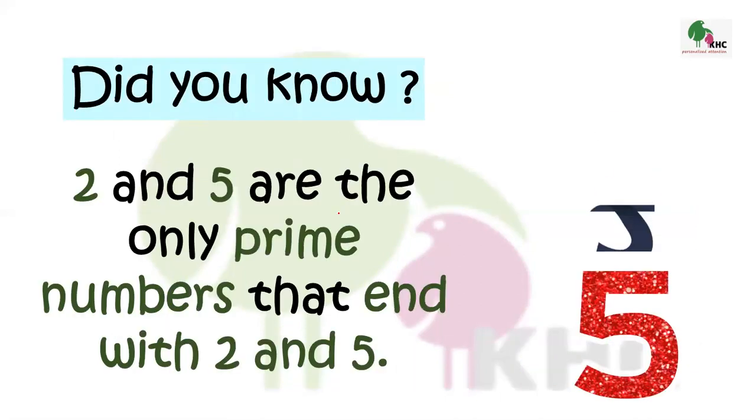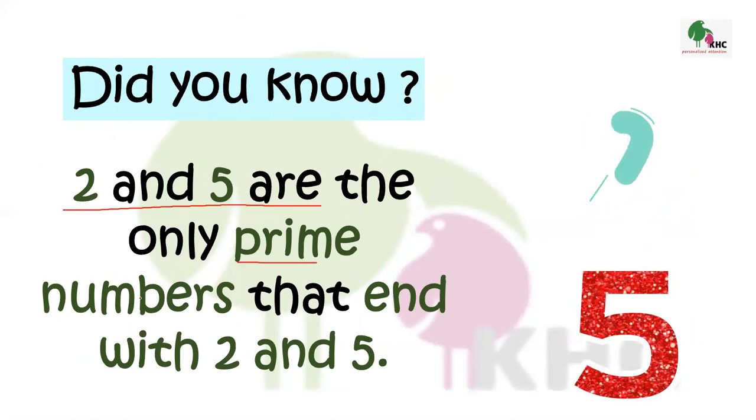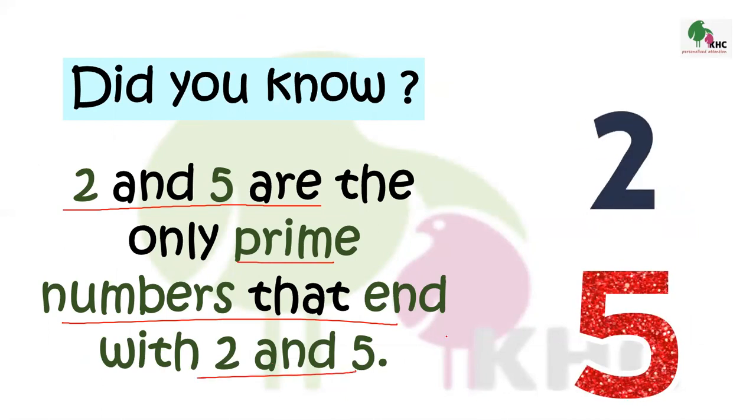All right, so today's fun fact is that 2 and 5 are the only prime numbers that end with 2 and 5. No other number that ends with 2 or 5 is a prime number, because if it ends with 2 or 5, then it is divisible by 2 and 5 respectively. So therefore 2 and 5 are the only prime numbers that end with 2 and 5. That's a cool fact, I think.